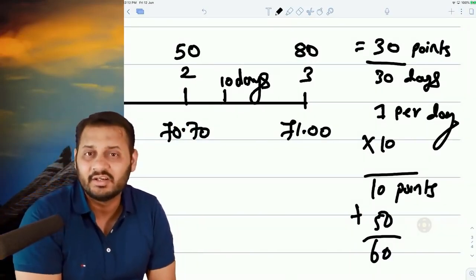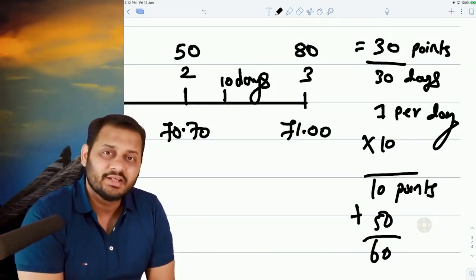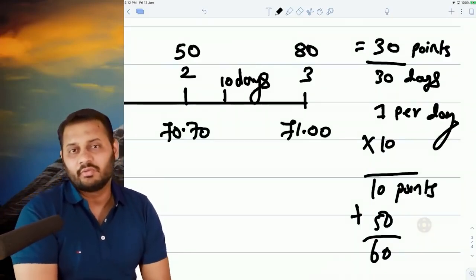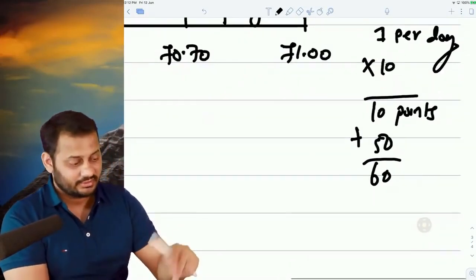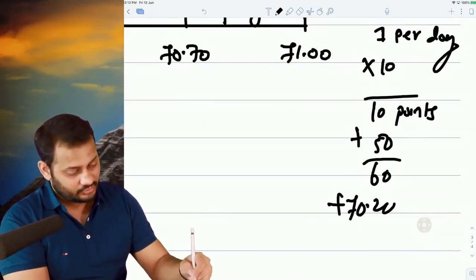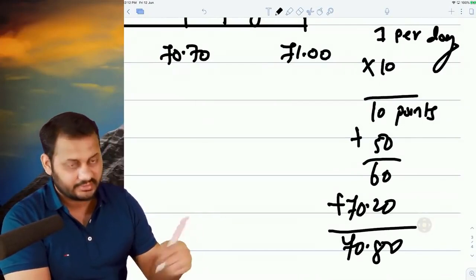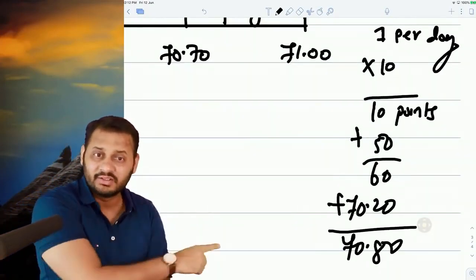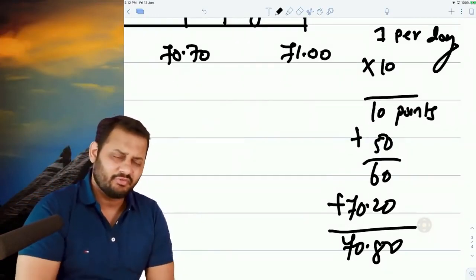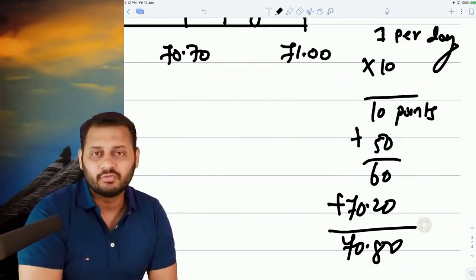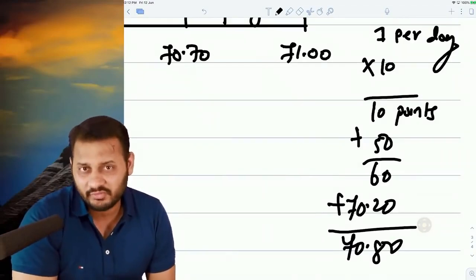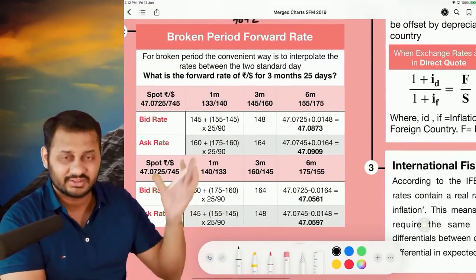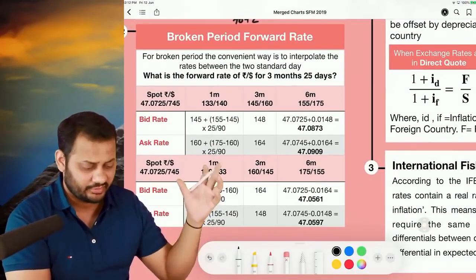Is it difficult? This is called interpolation. This is how you have to calculate the broken period forward rate. Now 60 is there, plus 70.20, it becomes 70.80. That's your final rate for 2 months 10 days. So can we calculate for any date? We can calculate the forward rate. It's just the interpolation that you have to do. So that's how the broken period forward rate is calculated. You can go through this one. It is complicated, it covers almost every scenario.